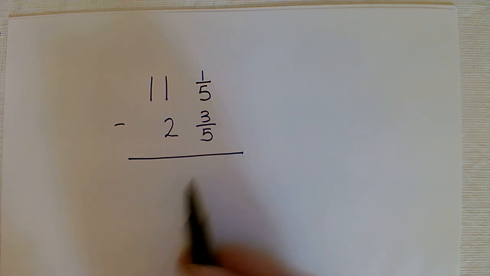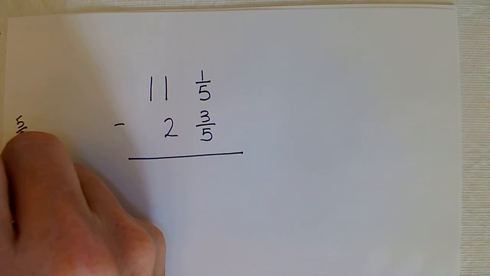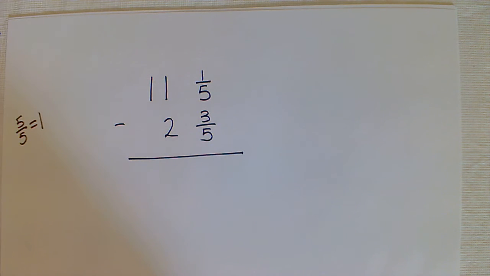Okay, so for this one again, we're going to look at our denominator, and our rule is 5 fifths is equal to 1.